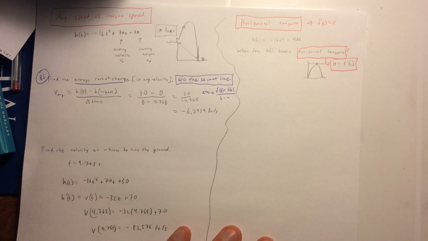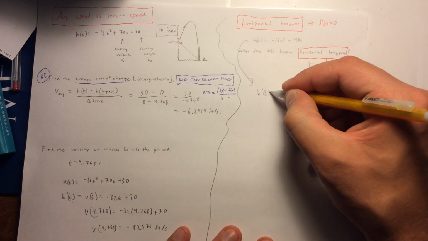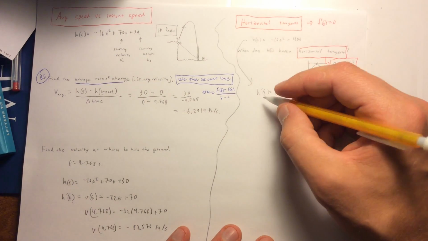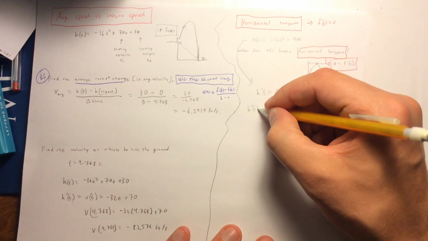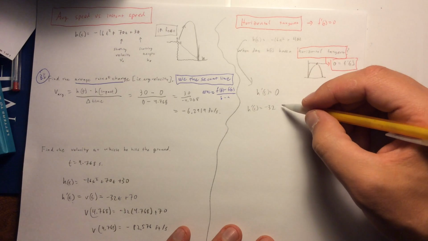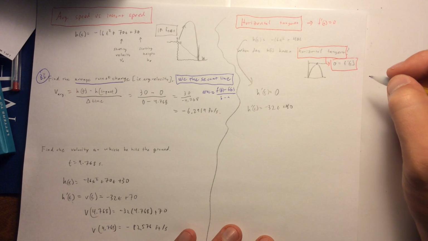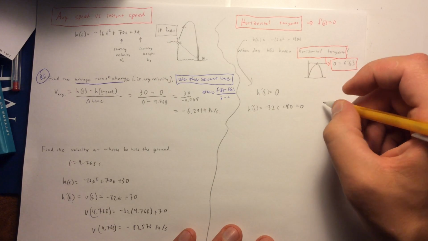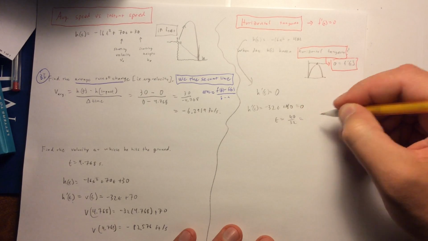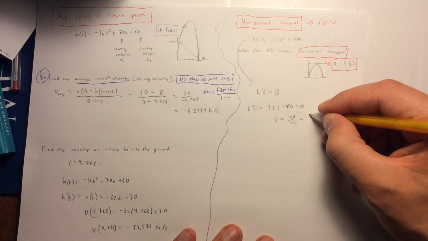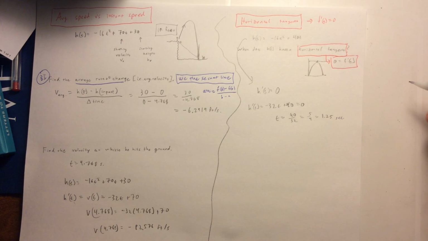So for our function, we've got to find when h prime of t is 0. So what's the derivative of this? Well, it's going to be negative 32t plus 40. When does this equal 0? Let's see, divide that by 8. 5, 4, 1.25 seconds.